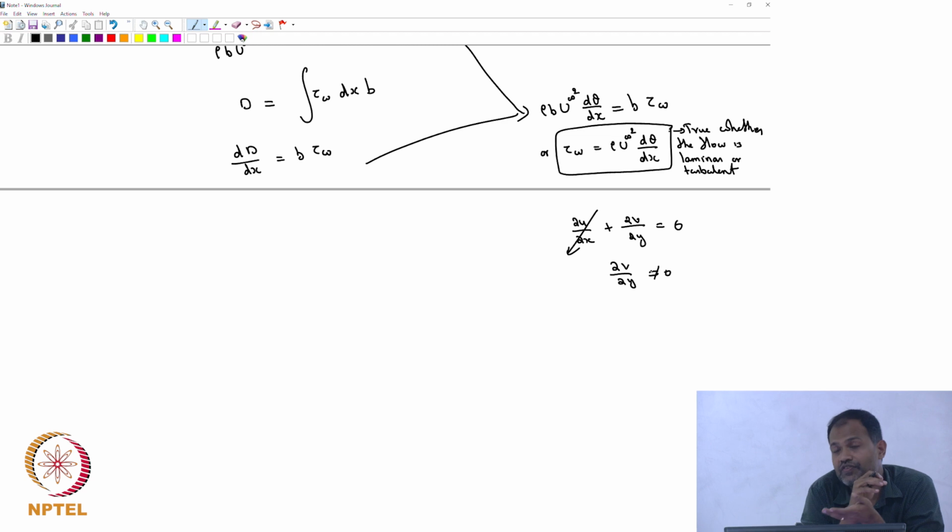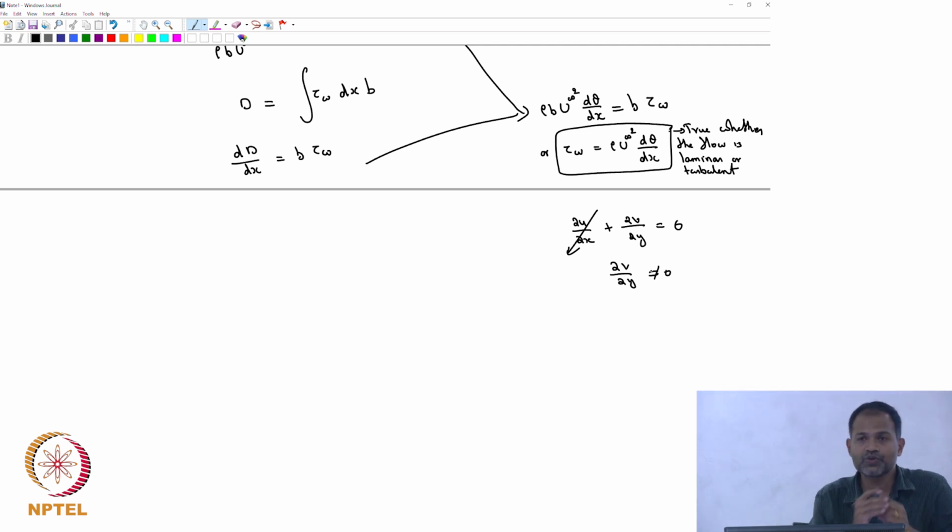In fact, that's what we had used whenever we talked about fully developed flow. When we talked about a fully developed flow, we said dou u by dou x is 0 and therefore dou v by dou y is equal to 0. Therefore v is 0 at some place and v will be 0 everywhere. So, we have gotten an integral form.